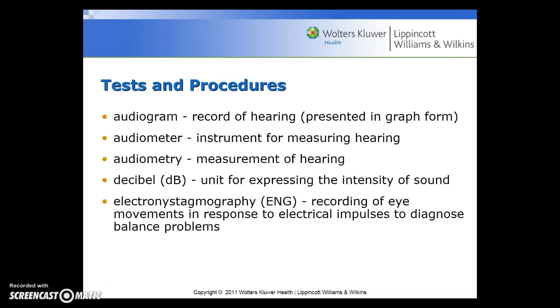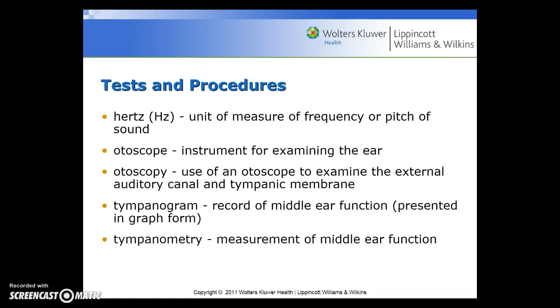Common procedures and tests for the ear are an audiogram, that's the record of hearing, and it's presented in a graph form. An audiometer, that's an instrument for measuring hearing. Audiometry is the measurement of hearing. A decibel, or lowercase d and uppercase B, is the unit for expressing the intensity of sound. Electronystagmography, ENG, is a recording of eye movements in response to electrical impulses to diagnose balance problems. A hertz, Hz, capital H, lowercase z, is the unit of measure of frequency or pitch of a sound.